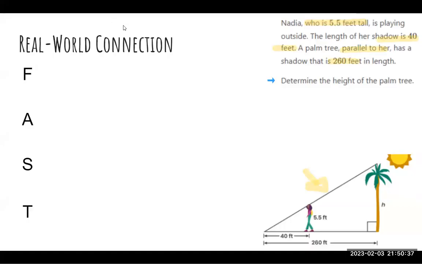So we are trying to figure out what height that palm tree is. All right, now we're going to solve using the appropriate steps. Well, we can see here we have these overlapping triangles. So we're going to go ahead and draw out our triangles as two separate. So we'll start with the smaller one. We have Nadia, who's 5.5 feet, and then we have this 40 feet down here, okay?